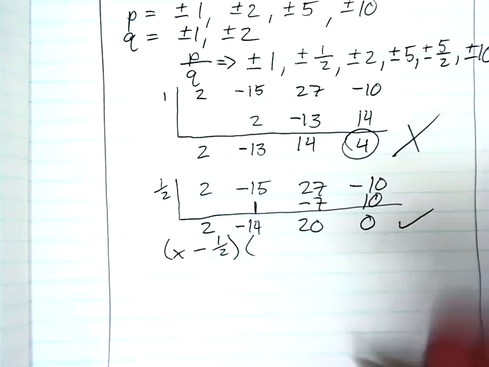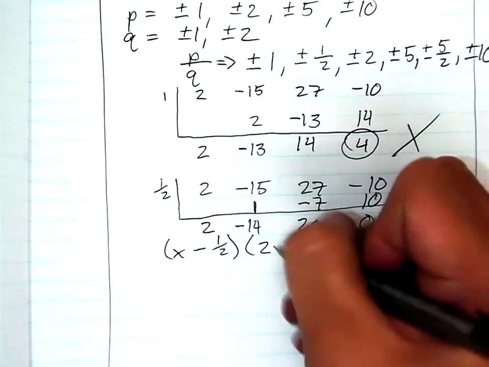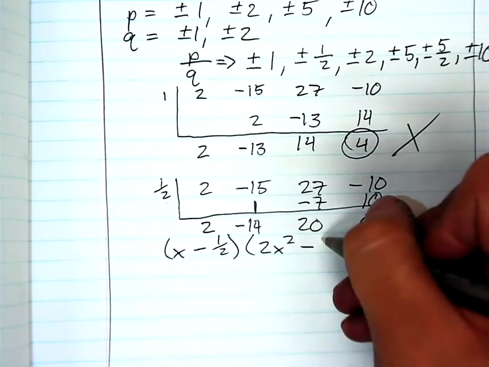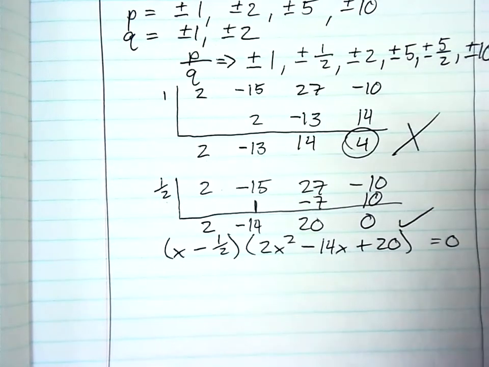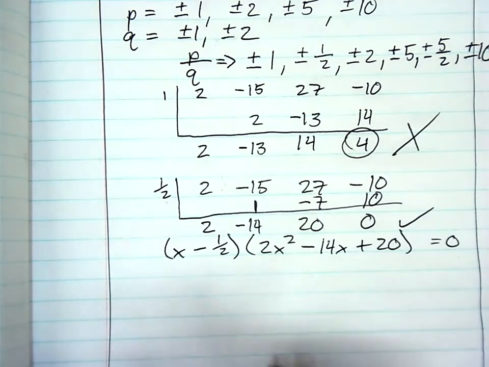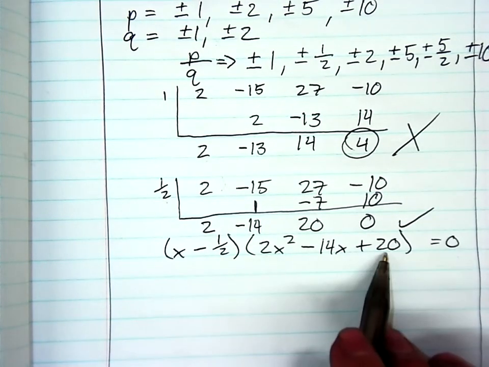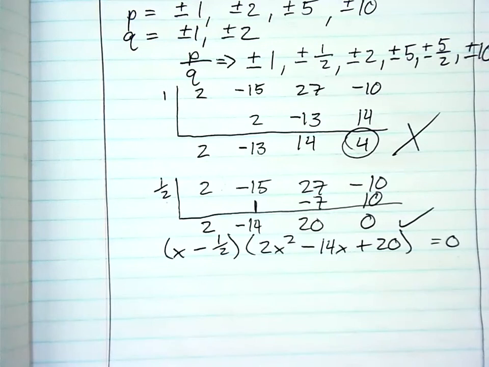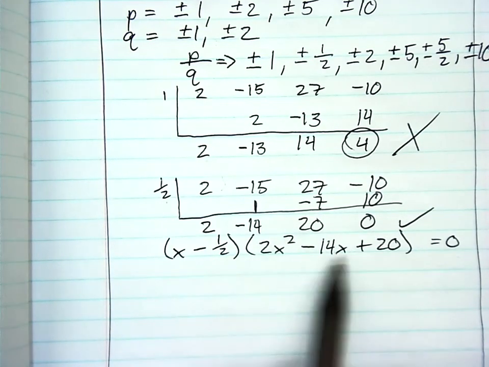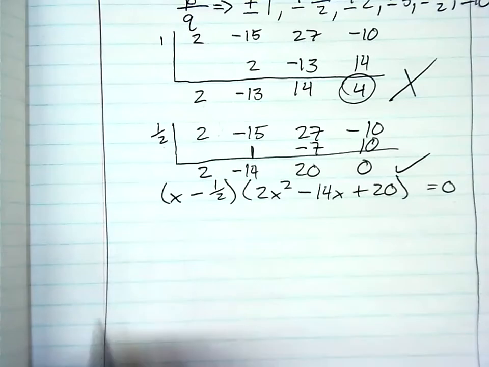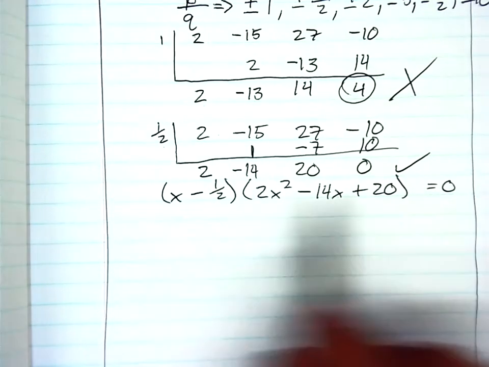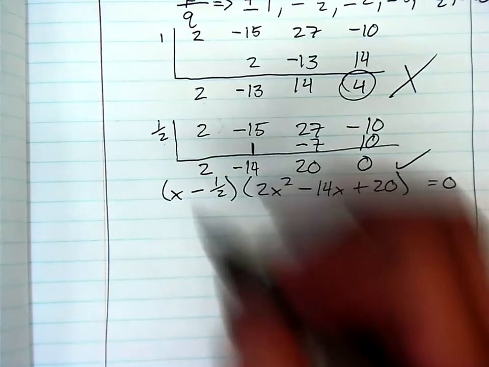So at this point, I can go ahead and take that 1/2, and I have x minus 1/2 times 2x squared minus 14x plus 20, all equal to 0. And at this point, because I end up with a quadratic, I can actually factor this without having to do any more synthetic division. If you get this lucky, you can just proceed and factor as you normally would. If you don't get so lucky, then you have to continue with synthetic division until you get a remainder of 0 and have something that you can actually work with.